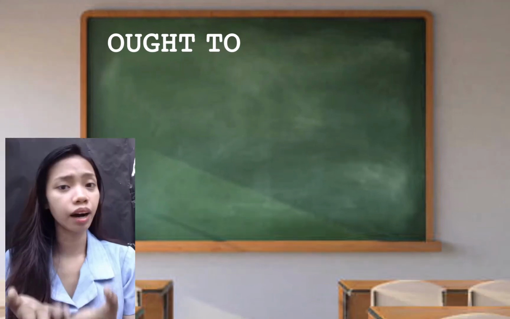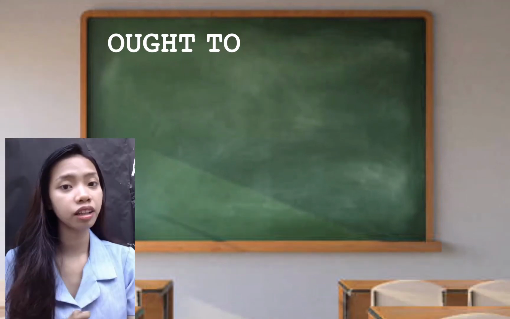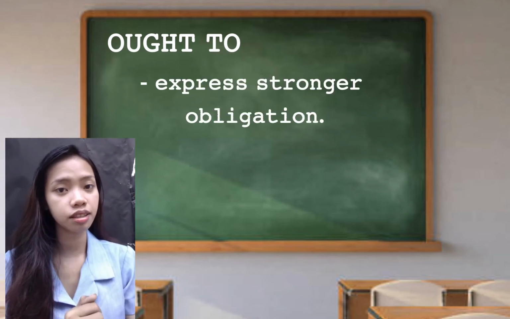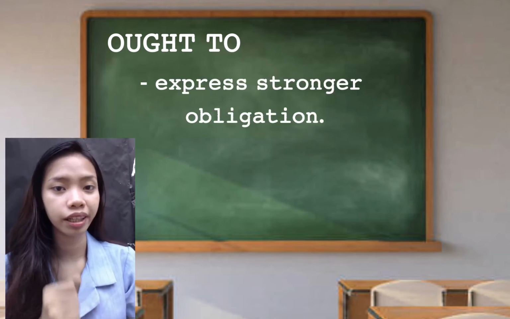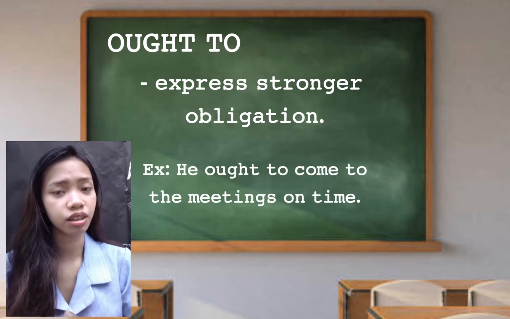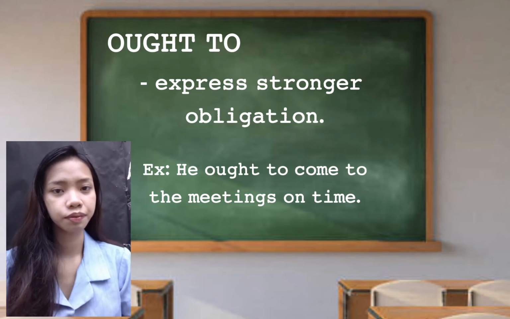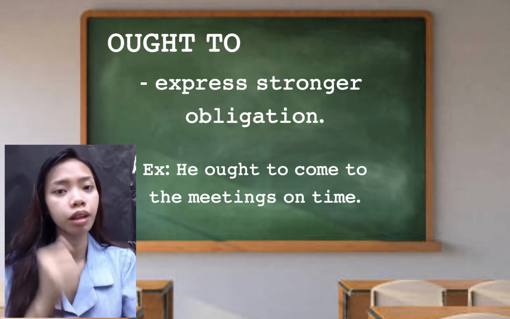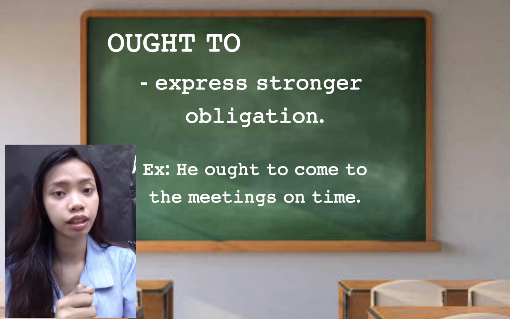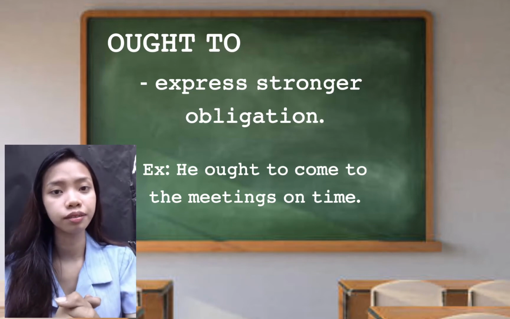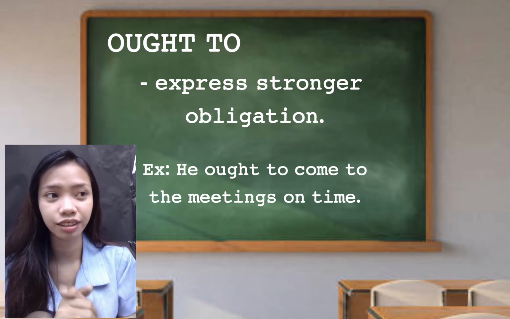Ought to. Now, ought to is the same as should, but ought to expresses a stronger obligation than should. For example, he ought to come to the meetings on time. He's the boss. So just like that. This could mean that as a boss, you are obliged to come to the meeting at the exact time or before the meeting has started. You should serve as a role model. So that's it. Am I understood?